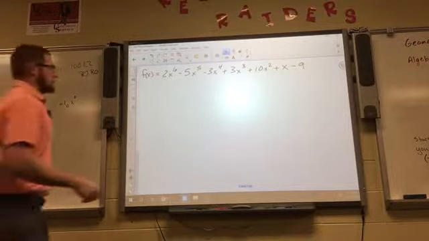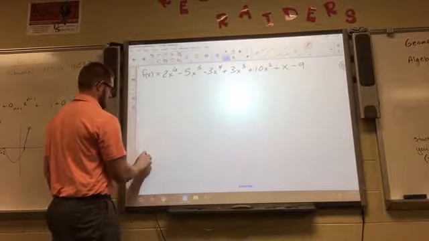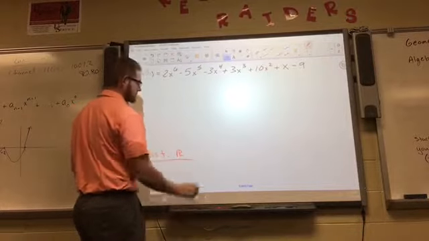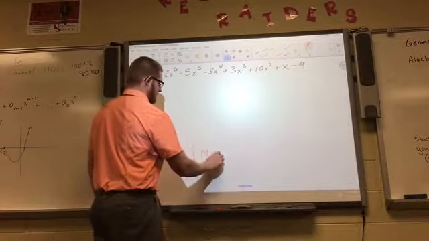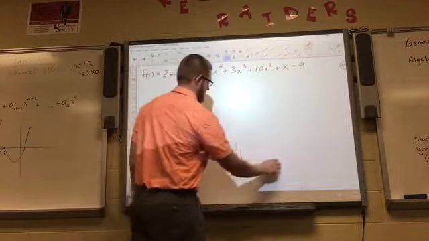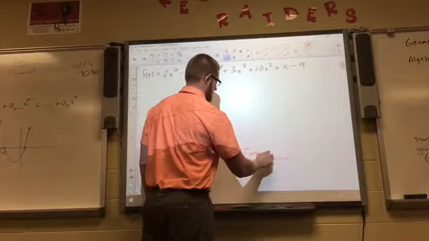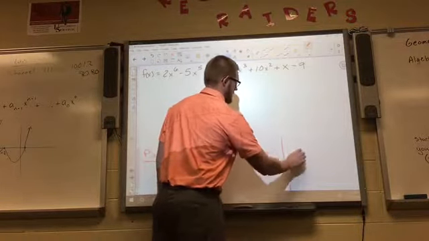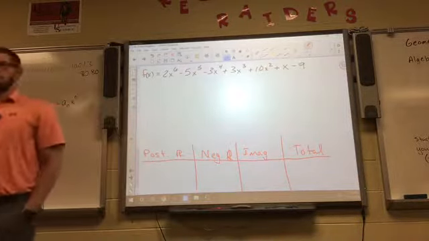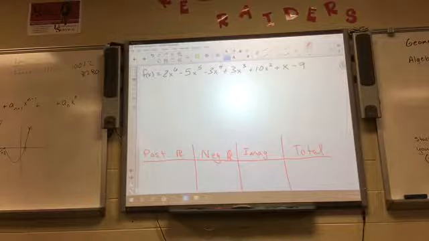Okay. So if I were to make a chart here, which we're going to, I'm going to have positive real zeros, negative real zeros, imaginary zeros. And then there's always going to be this column of total, because every function has a limit on how many zeros there can be. What is the limit in this specific problem? 6. Okay, you can't have more than 6 zeros in this polynomial because you have a 6th degree.